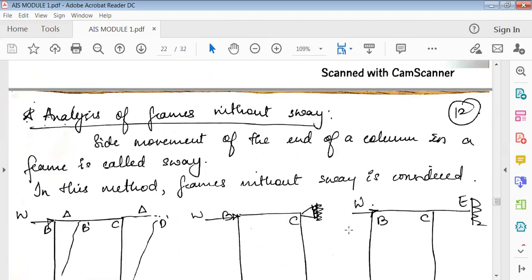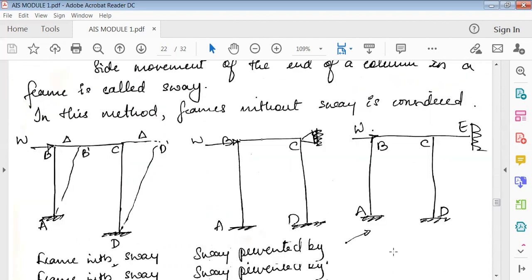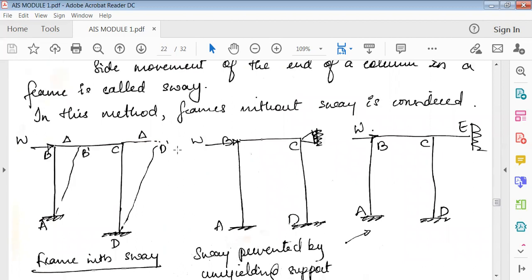So, first thing is analysis of the frame without sway. Again, there are two types in this. Whenever we're studying frames, one type is the sway frame. If you try to apply a force here, it will bend. You can see here, this is the initial position of the frame. When the load W is applied here, it will sway to the right side. Sway means movement. Horizontal movement is called sway. So this is a sway frame.